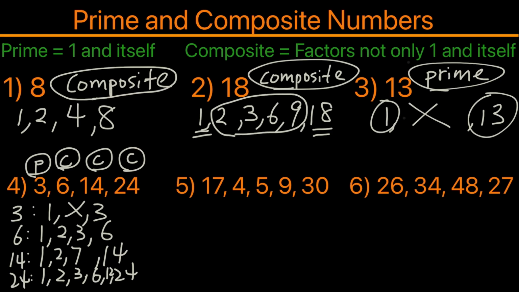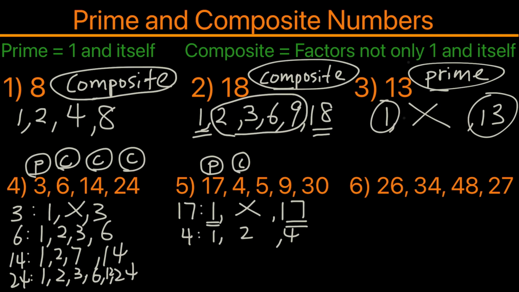Now going to example 5, 17, 1 and 17. And if you go through the numbers in between, none of them will work. So it's just the number and itself, which makes it a prime number. For 4, we put 1 and 4, and then we can see 2 works in between. So that makes it a composite number. 5, 1 and 5, and if we go to 2, 3, 4, none of them work. So just the number and itself makes it a prime number.